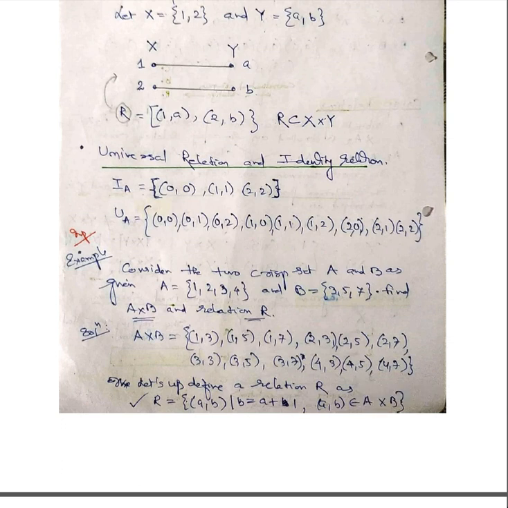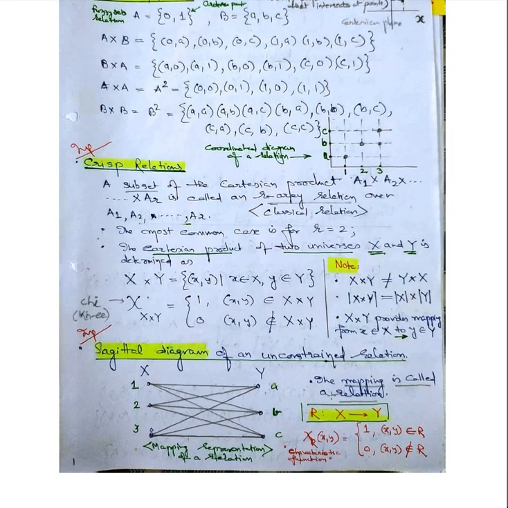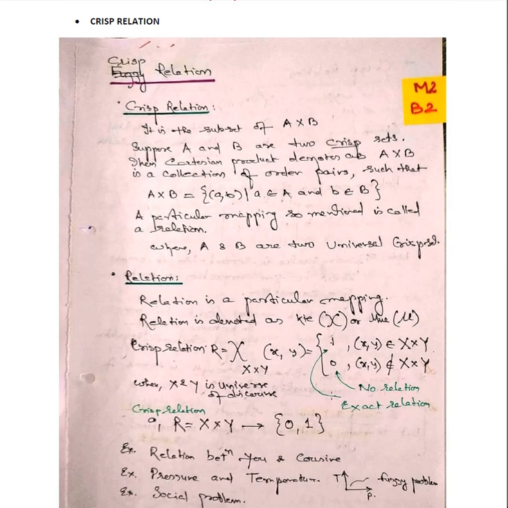So you can group this type of relations from the bigger sets. So this is what we talk about with respect to the relations under the class of crisp relations. Now coming to crisp relations further, it is a subset of A cross B. Suppose A and B are two crisp sets, then the Cartesian product is denoted by A cross B.